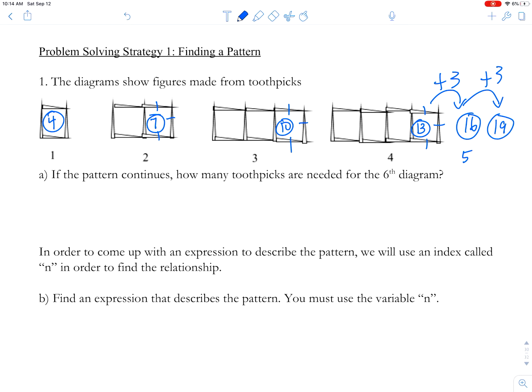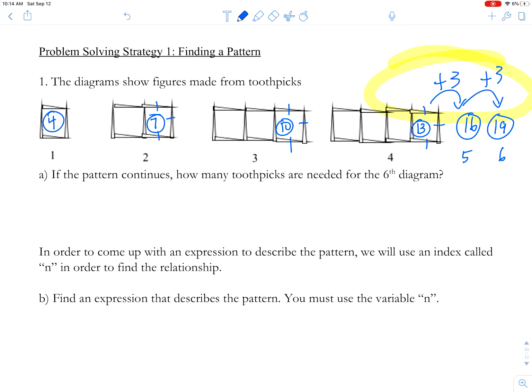And if I add another 3, 19 toothpicks in the 6th diagram. So what I've just done there, even though it doesn't look like traditional super mathy, I've shown my work. I've shown how many it was for each one. And then with this plus 3 up here, I've shown what I was doing to get to my next numbers.